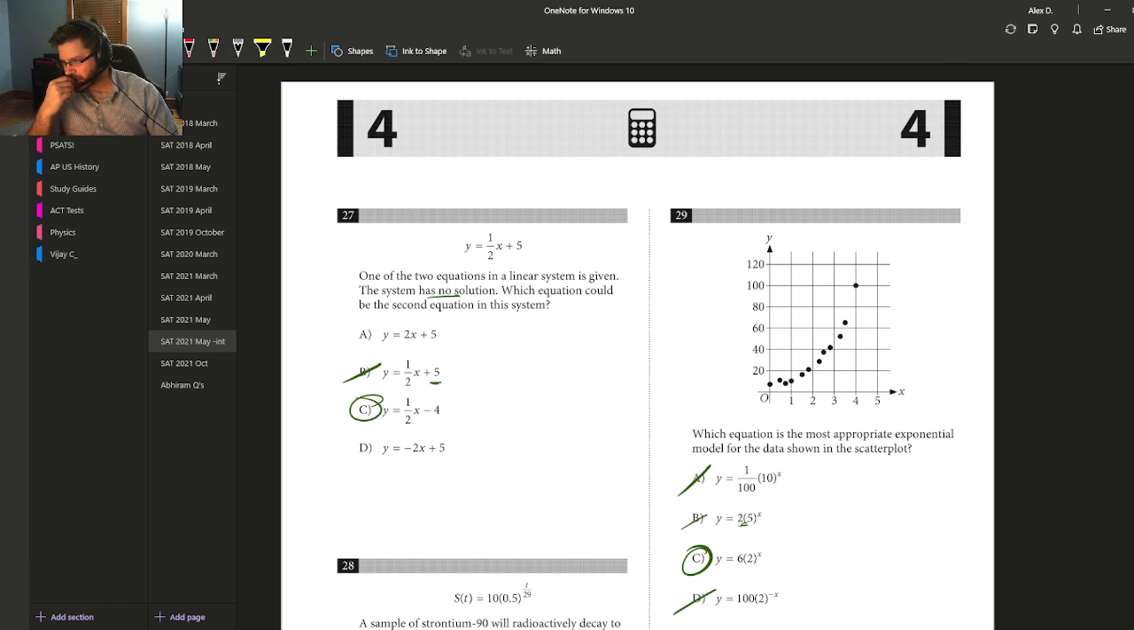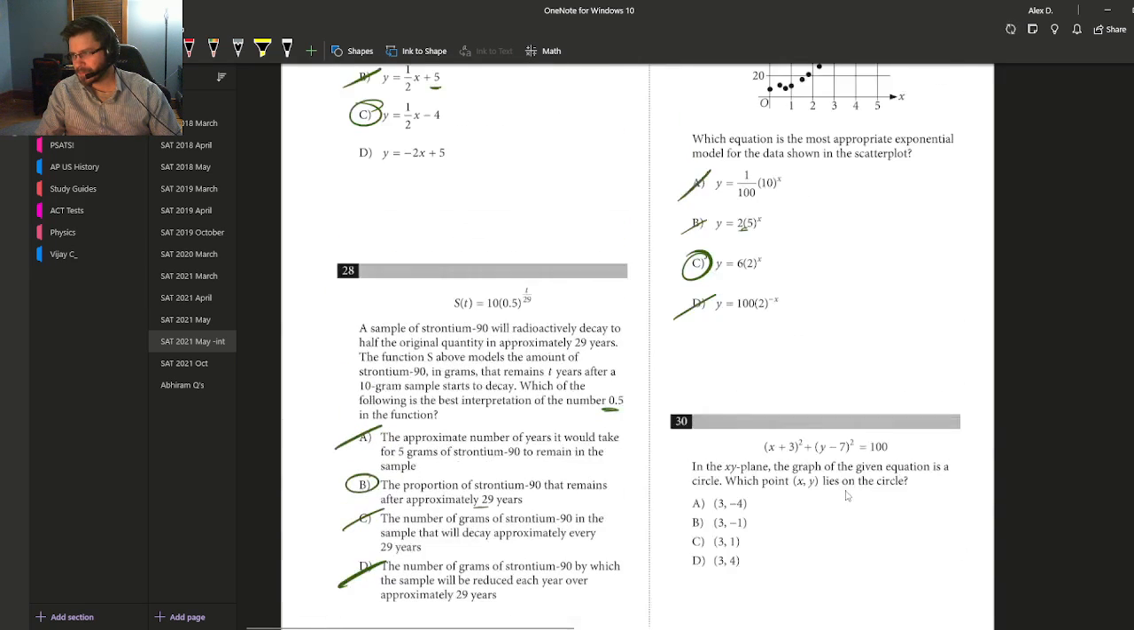5 squared is 25. 2 times 5. This should already be at 50 here. Yeah, for that one. Circle again. Which one is on the circle? They're all 3's, just jam it in, man. So 3 plus 3 is 6, squared is 36, plus y minus 7 squared equals 100.